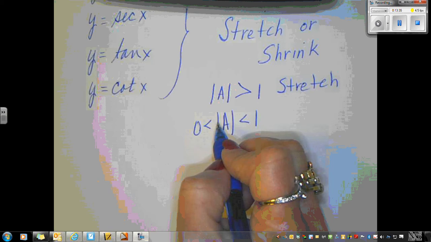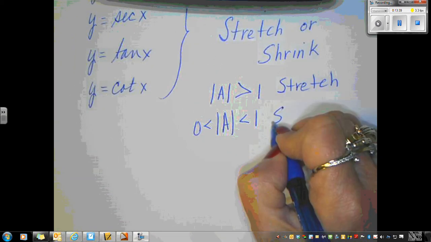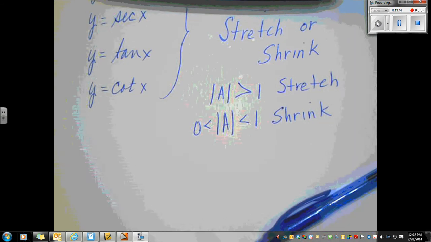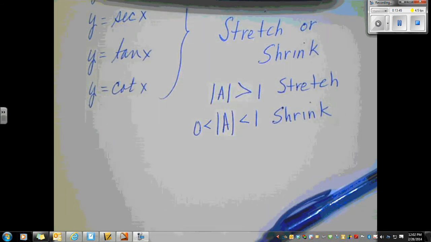but if it's a fraction there, what do we have? Shrink. Think about tangent. When you have the tangent, you've got that squiggly line. So if you stretch it, you pull it up. If you shrink, you smash it down.